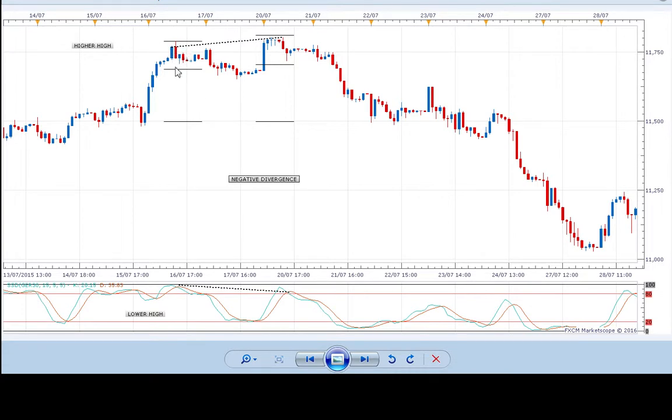Took the trade, went short, got stopped out, basically, and price made a higher high, the indicator made a lower high, and that difference created negative divergence. So on the second trade entry, we did really, really well.